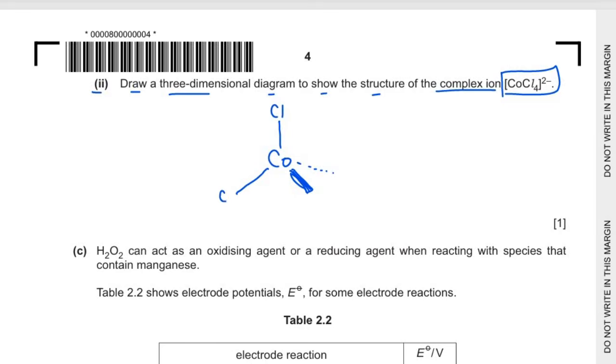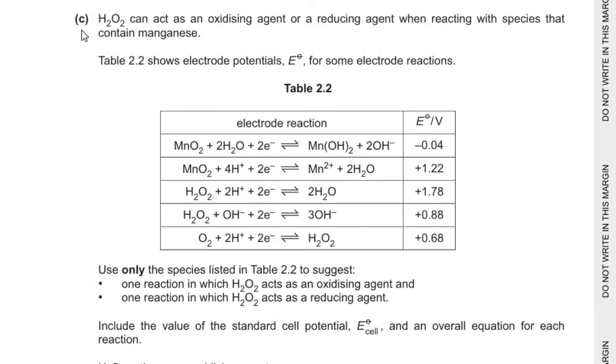Here all the chloro ligands are bonded, so we'll draw it as Cl. And we know that the structure has an overall charge of 2-, so we can draw it as 2- like this. Now let's see what the sub question is.